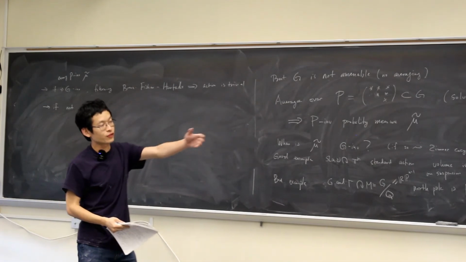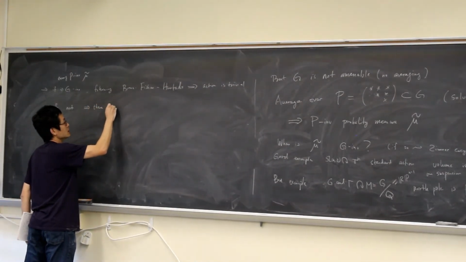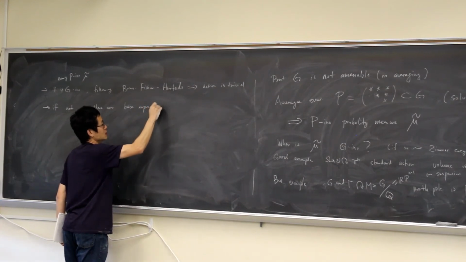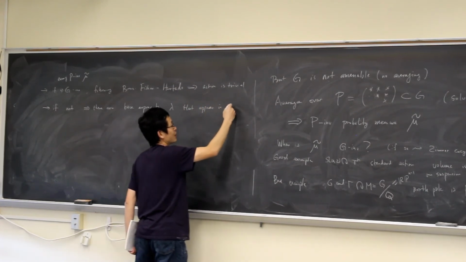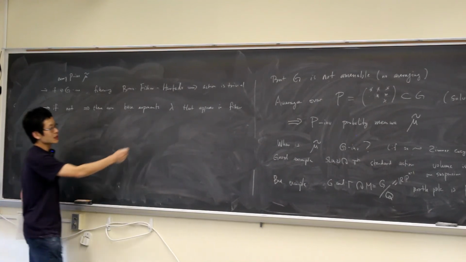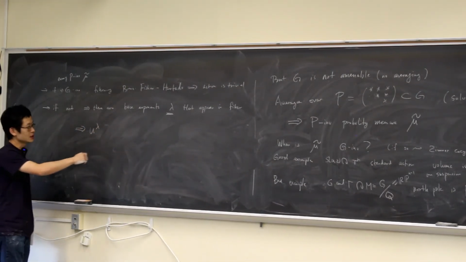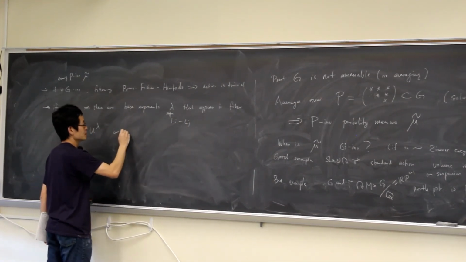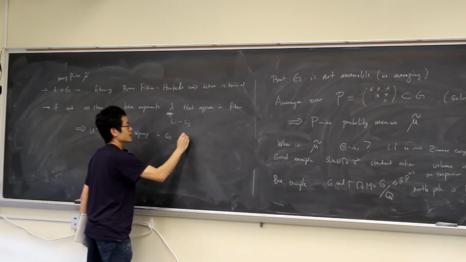There's something keeping this from happening, so there must be base exponents lambda that appear in the fiber. And each base exponent corresponds to a subgroup U lambda inside G. That's a unipotent subgroup. Let's say lambda is Li minus Lj, then it is the unipotent subgroup in G at Eij.